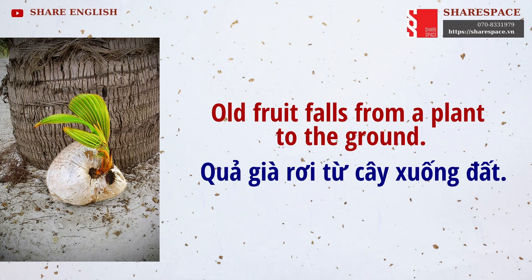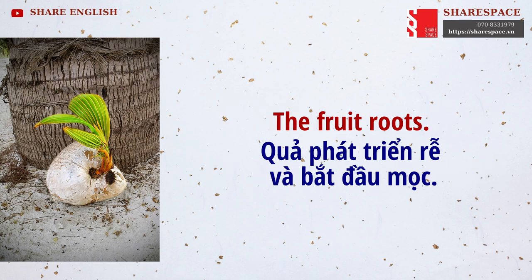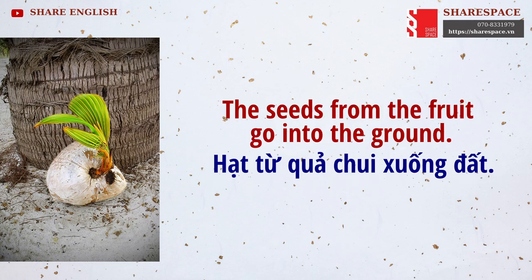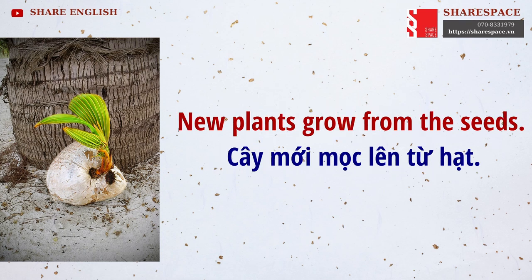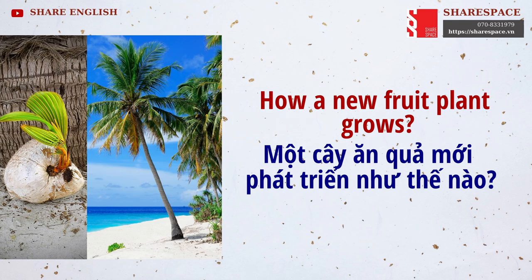Old fruit falls from a plant to the ground. The fruit rots. The seeds from the fruit go into the ground. New plants grow from the seeds. How a new fruit plant grows.